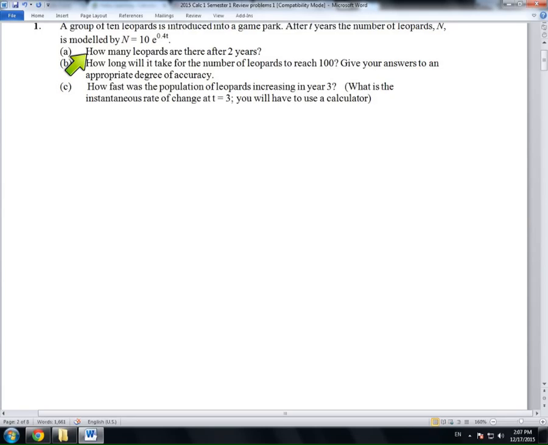Remember, the function tells us where we are, derivative tells us how fast we're going. So in the first case, how many leopards after 2 years, you just put 2 in for t. But in part C, how fast in year 3, you put in 3 for N prime of t. And that you need the calculator to figure out. So, again, there's a video on that. For now, let's look at some of the calculus we can write.